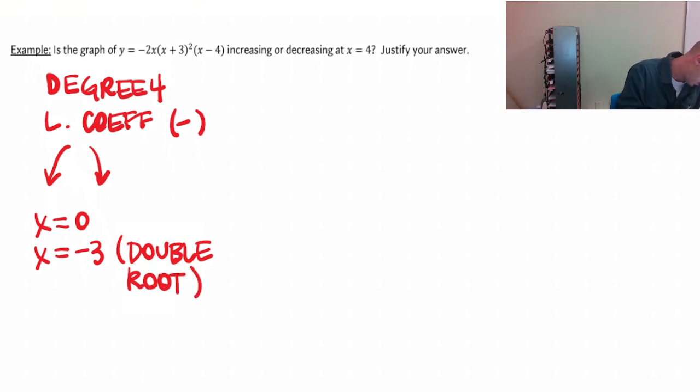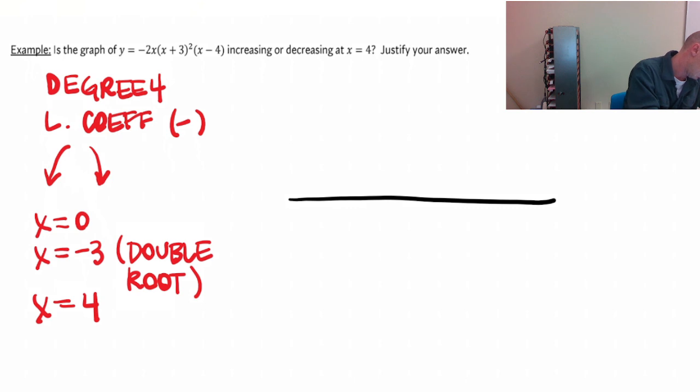Okay. And then x equals 4 is also going to be a root. That's going to be a single root, right? Because I don't see any exponent on that x minus 4 there. Okay, so I'm going to sketch myself an x-axis. I'm going to label my zeros. That'd be -3, 0, and 4. All right.